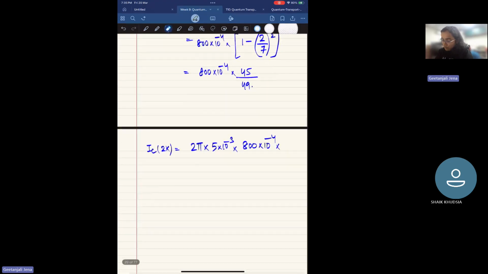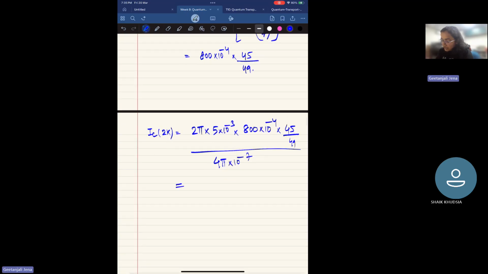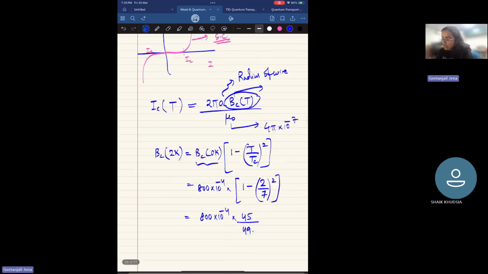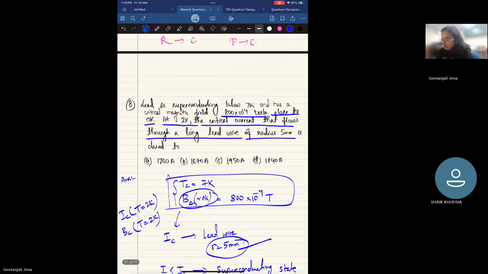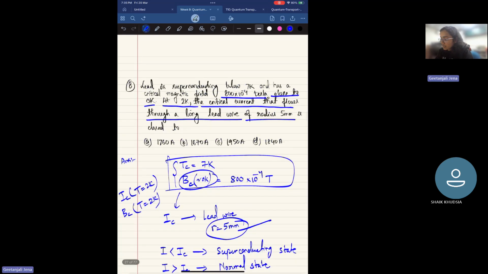Okay, so BC we have calculated. This is this, and we have 4 pi into 10 to the minus 7. So this will roughly give a value of 1837 ampere. And if you look at the options, the closest option that is matching our answer is option D. So the answer is option D.